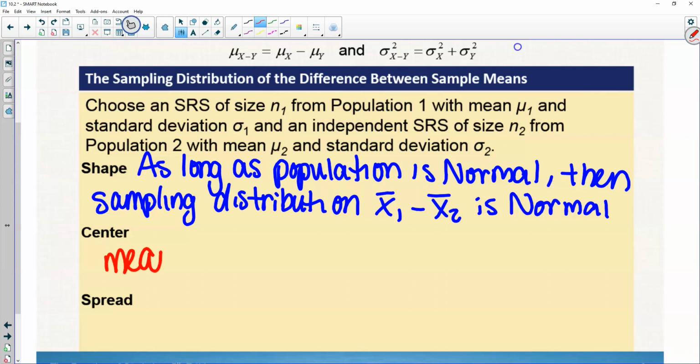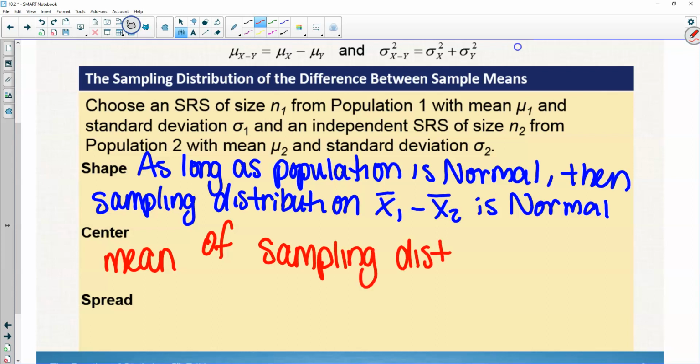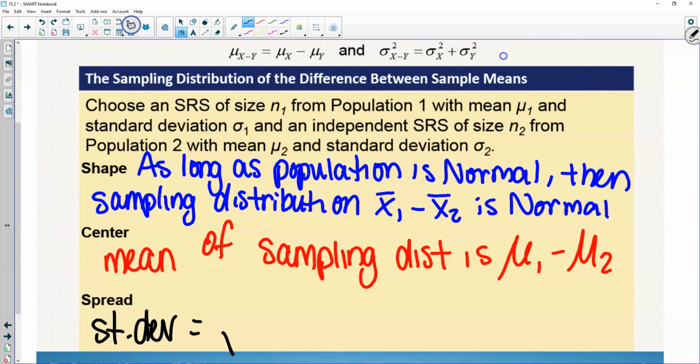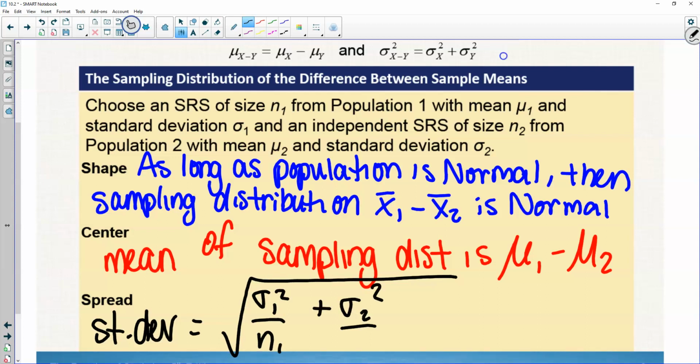Center: the mean of the sampling distribution is mu1 minus mu2. And the standard deviation is the square root of the variances added together, as long as the 10% condition holds.